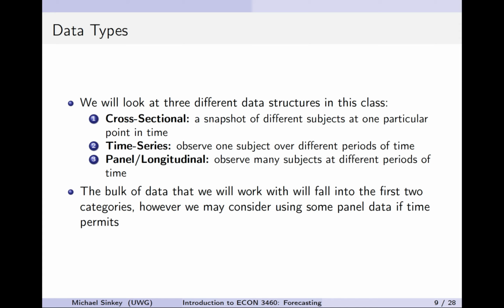Okay, so to start with what this class is about, we're going to look at three different data structures in this class. The first is what is called cross-sectional data. And I want you to think of cross-sectional data as being a snapshot of different observations, but at one particular point in time.